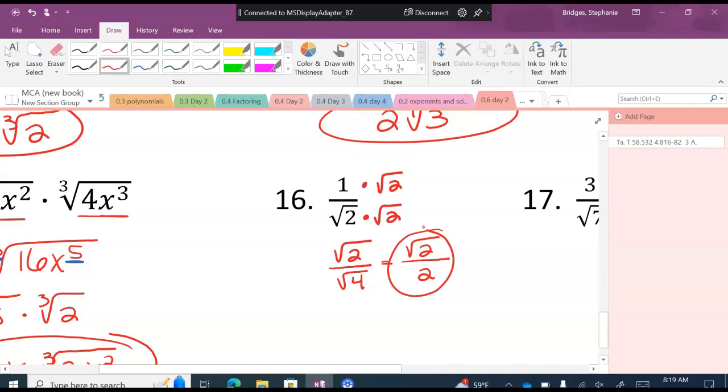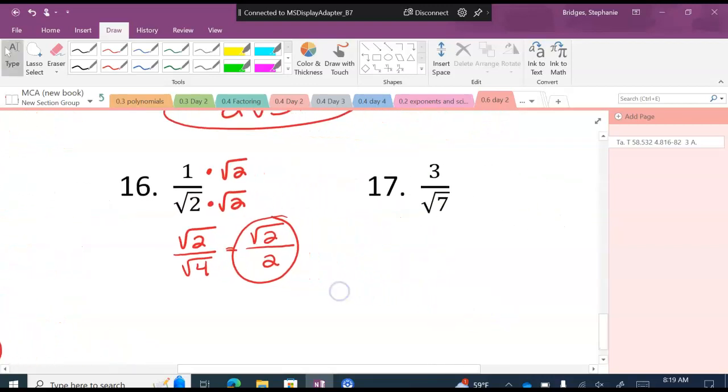So anytime you have a square root in the denominator of a fraction, to get rid of it, you basically multiply it by itself. That turns it into a perfect square. You multiply the top and the bottom, and then you simplify as much as you can. So with 17, I've got 3 over the square root of 7. If I wanted to get rid of that square root of 7, what would I multiply the top and the bottom by? Square root of 7. Okay. So let's start there.